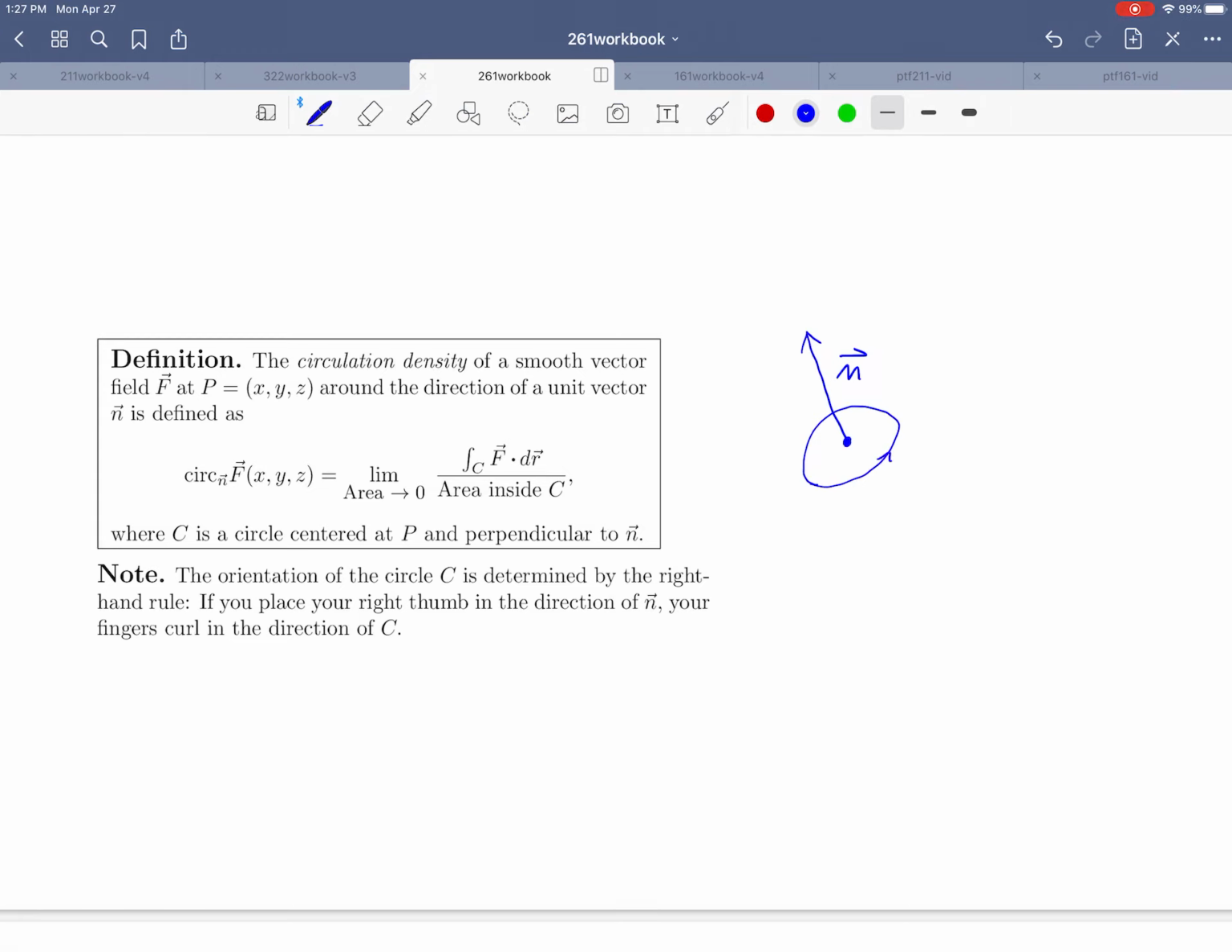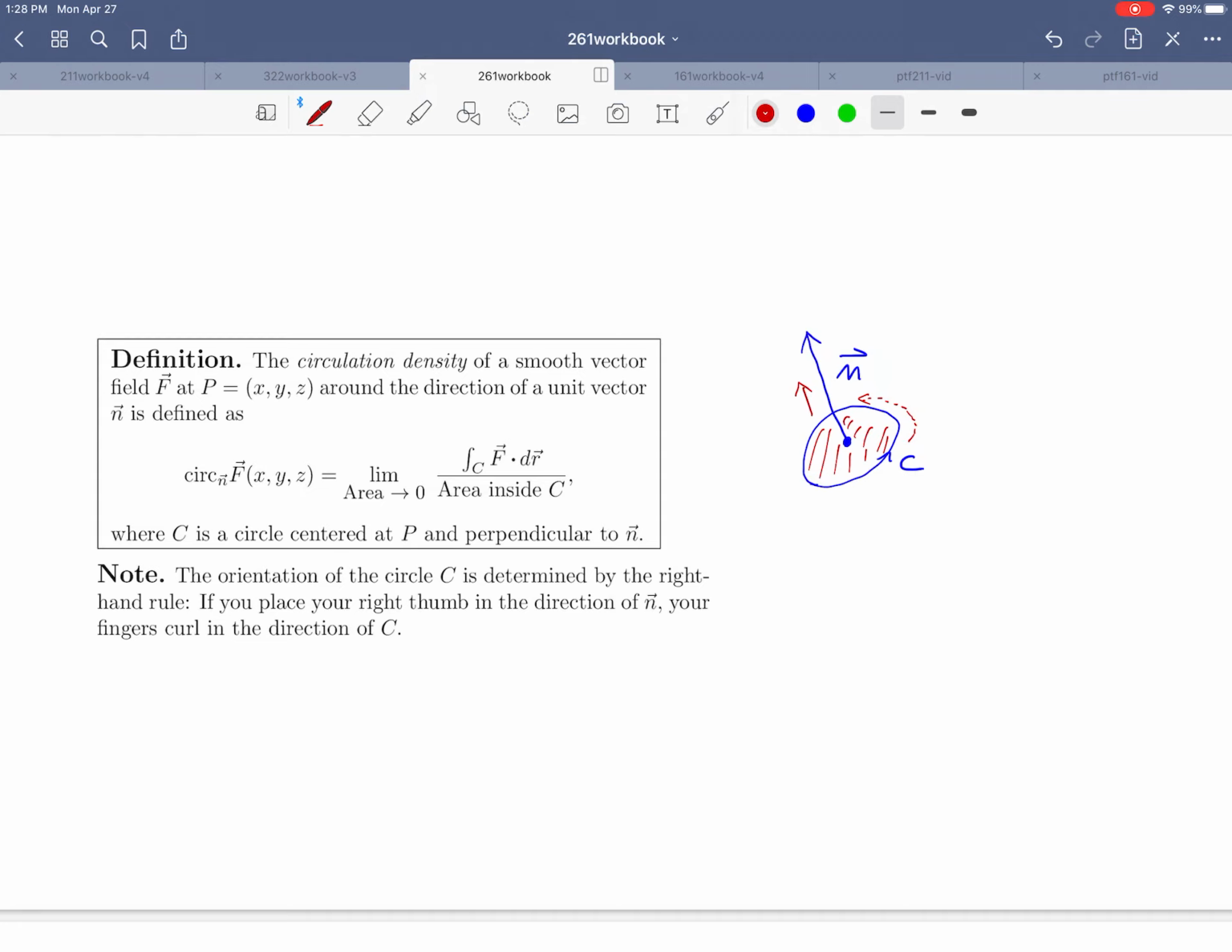This gives me a curve C, and the direction of that curve C is determined by the right hand rule. So imagine your thumb is pointing up in the direction of your vector, and then your fingers are curling around the curve, and so that gives you the direction of the curve C. So this is the stylized idea of my pedal wheel, just with a vector and a curve. And then inside the curve, you can imagine there's an area right here.